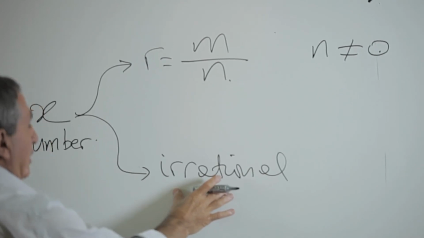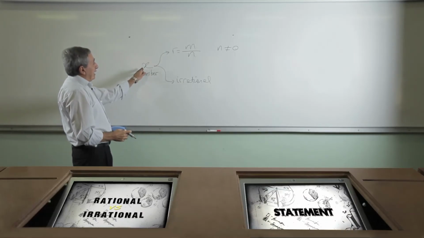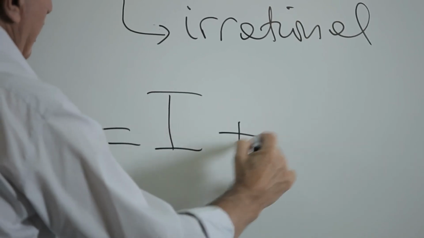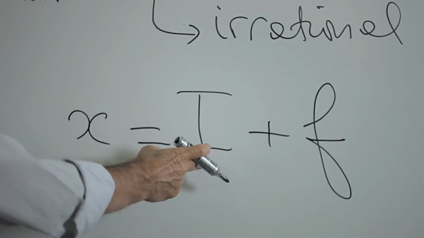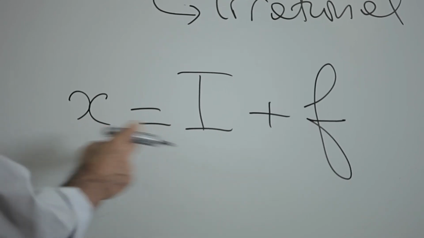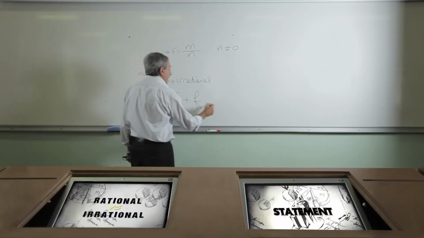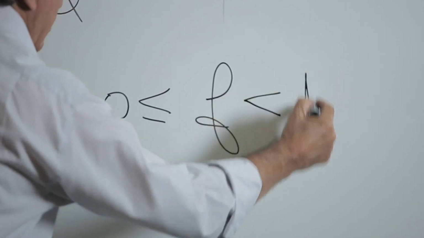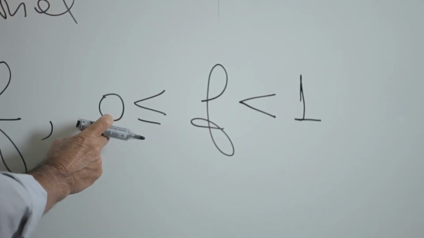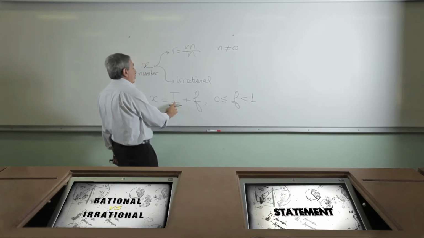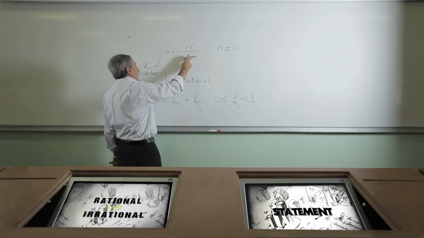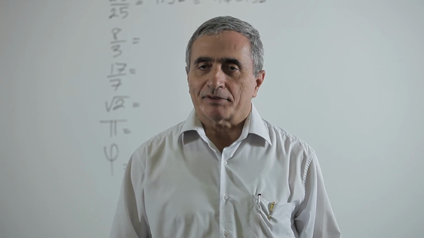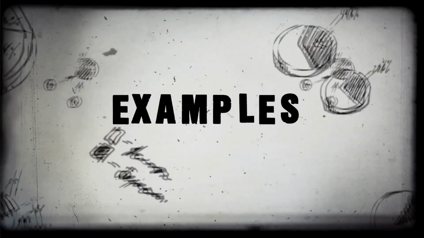Now, if I take any number x, that number x can be written as the sum of I plus f, where I is the integral part of the number x, and f is its fractional part. And that fractional part f is going to be between 0 included and strictly less than 1. Now, f equal to 0 means that the number x is an integer, which is the same thing as saying that the denominator n is equal to 1. To illustrate our definitions, I'm going to ask Sophie to give you some examples.